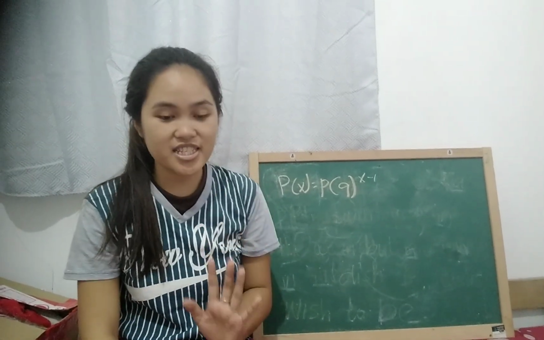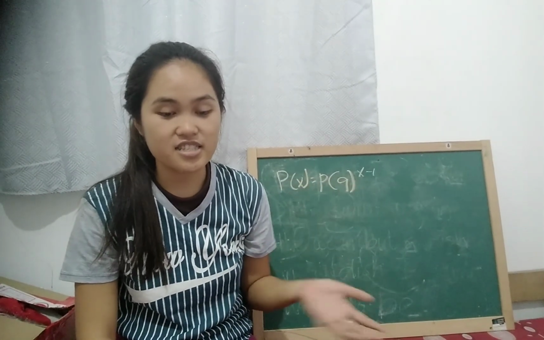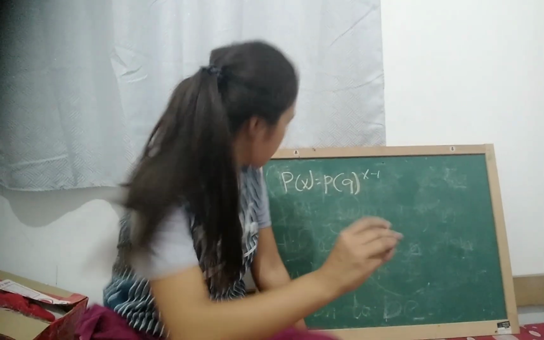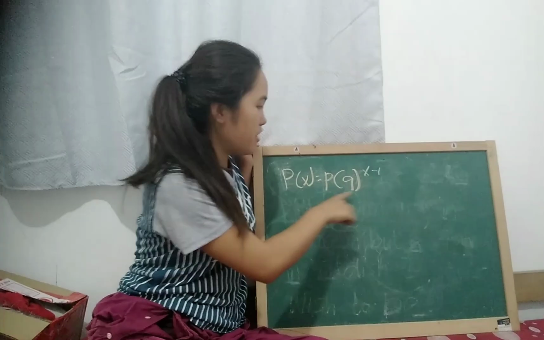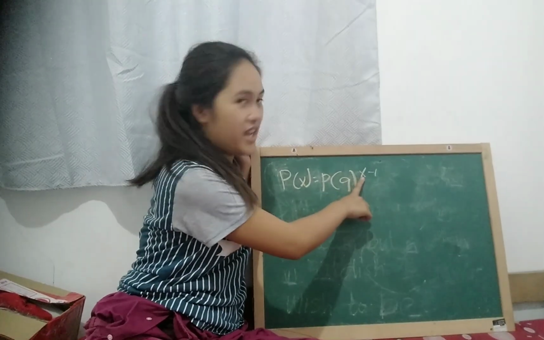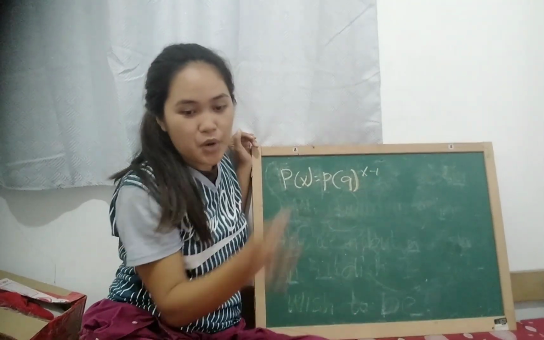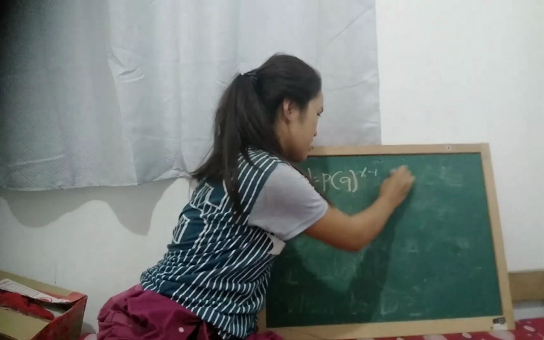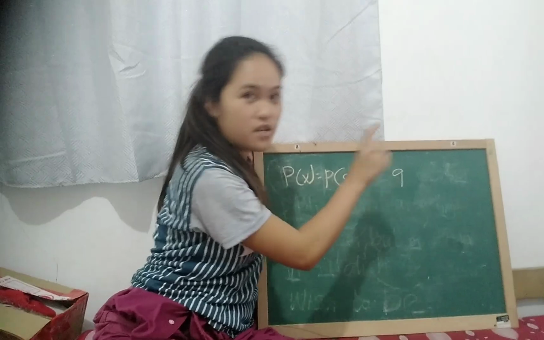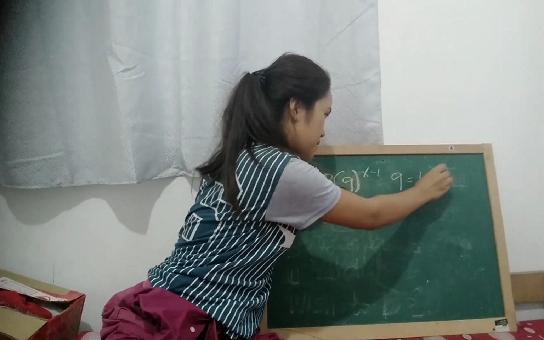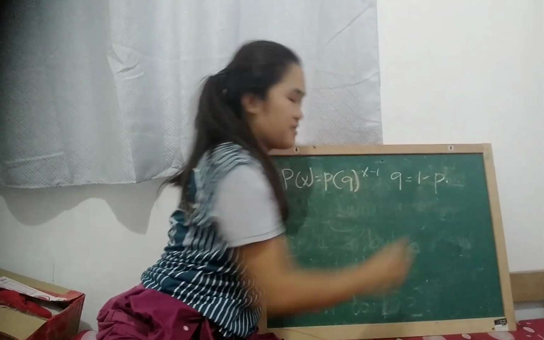So the probability that the first success will occur on trial x is given by this formula: P(x) equals p times q raised to the power of x minus 1, where q is equal to 1 minus p.